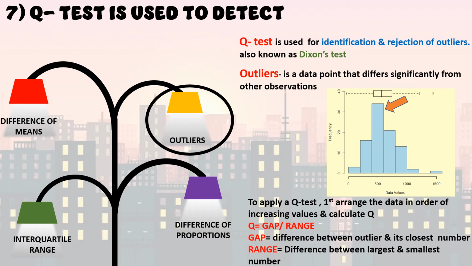So what is the formula for it? Q is equal to gap by range. Gap is equal to difference between the outlier and its closest number. And range is the difference between the largest and the smallest number. So once we get the value, put it in the formula, and we will be doing the Q-test this way.